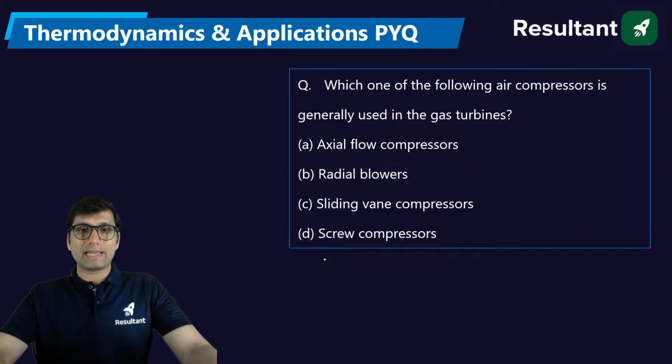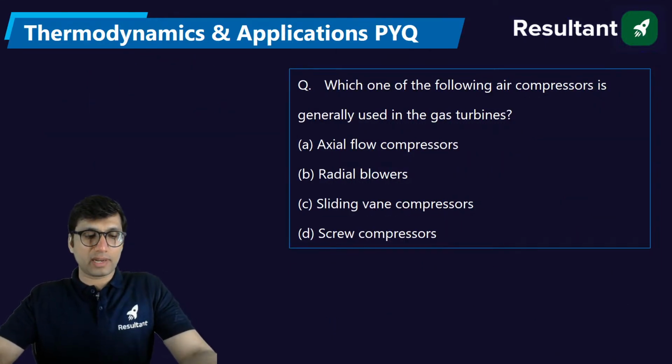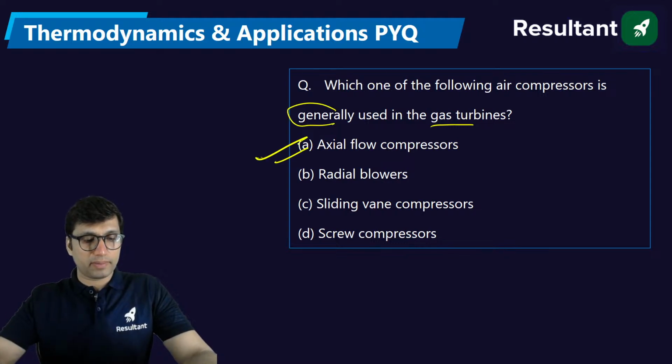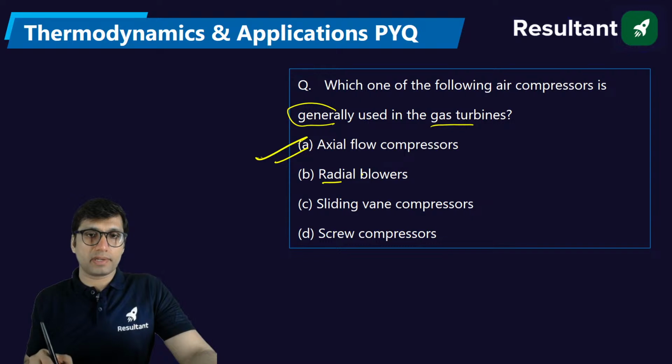Clear? Next, which of the following air compressors is generally used in a gas turbine? Well, in the gas turbine we can use both compressors, but generally, when we say generally, we are talking about the axial flow compressor. There is also some confusion in some students' minds: sir, why not the radial flow compressor? Radial blower is not correct, but it is the radial flow compressor. But generally it is the axial flow compressor which we use for gas turbines.